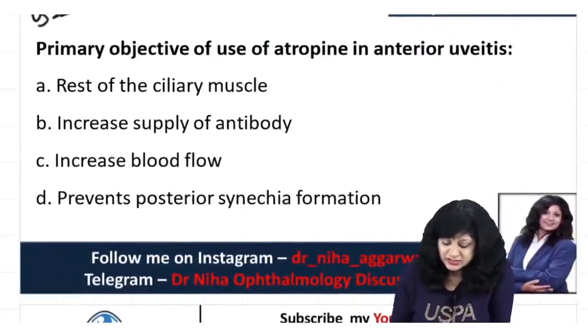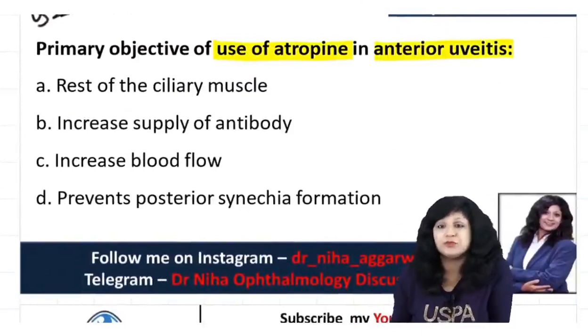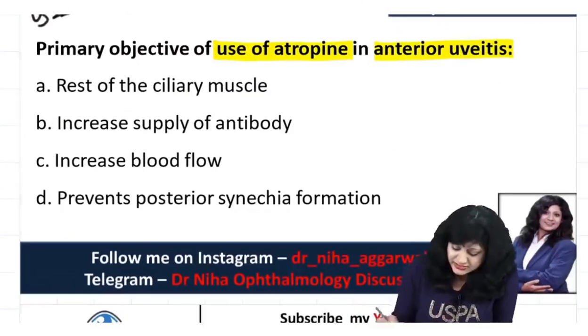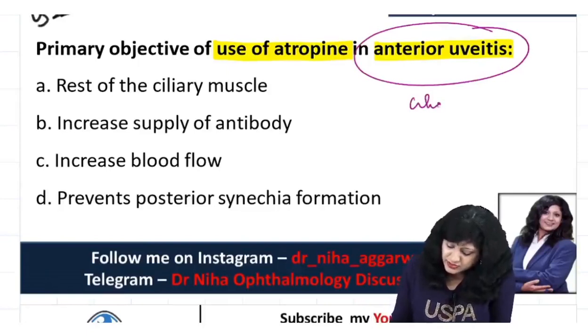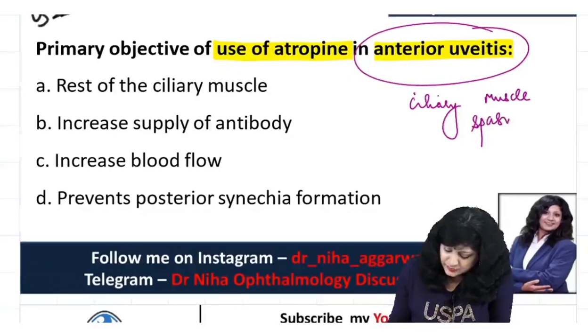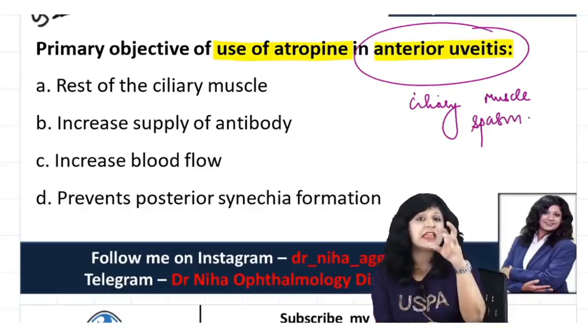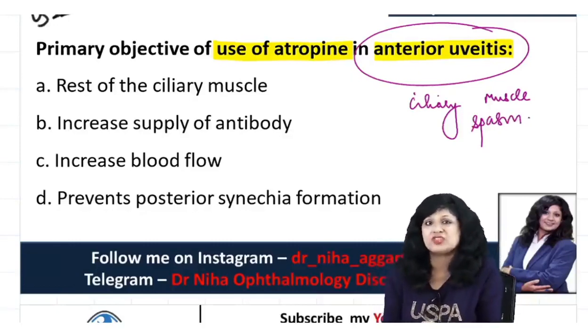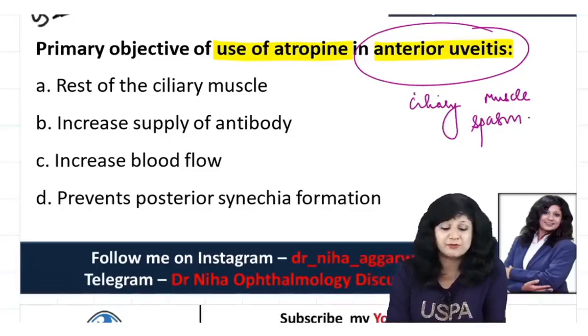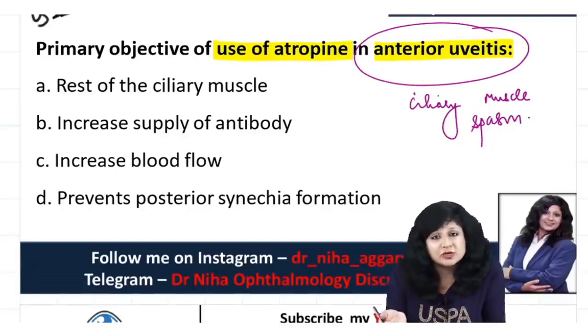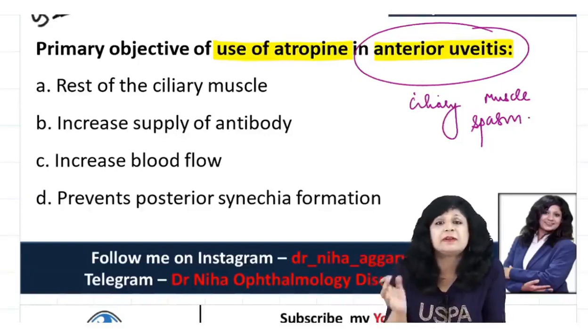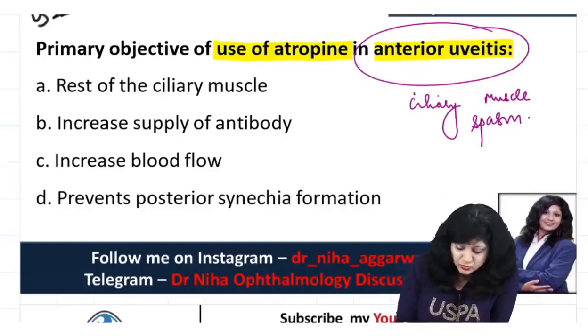Question number 22, primary use. What is the primary objective of the use of atropine in the anterior uveitis? So this we have discussed in detail, that anterior uveitis gives you the ciliary muscle spasm, and due to this ciliary muscle spasm, what are we giving? We are giving the mydriatics and cycloplegics. So our basic aim behind giving these mydriatics and cycloplegics is giving relief of ciliary muscle spasm. Apart from that, it is preventing the synechiae, it is breaking the synechiae, it is decreasing the vascular permeability, it is improving the blood supply. But the basic thing is the rest to the ciliary muscle.